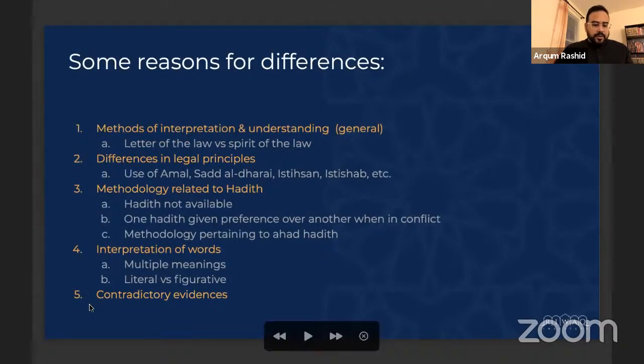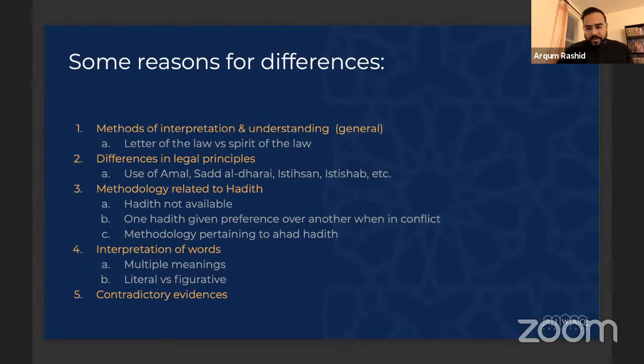All right, so here are some of the reasons for differences. Let's take a look at this list. This is not an exhaustive list, so it's not talking about every single possibility of why there's a difference. Some of these things on this list can be categorized under each other pretty much. But just to give us a general idea, let's look at some of the reasons why there are differences between these schools and between scholars of Islamic law in general.